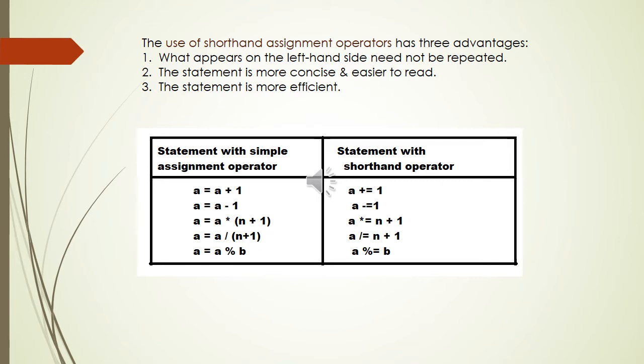Here the difference is there. a = a + 1 can be written in C as a += 1. a = a - 1 can be written as a -= 1. The same thing applies to the other signs like multiplication, division and mod.